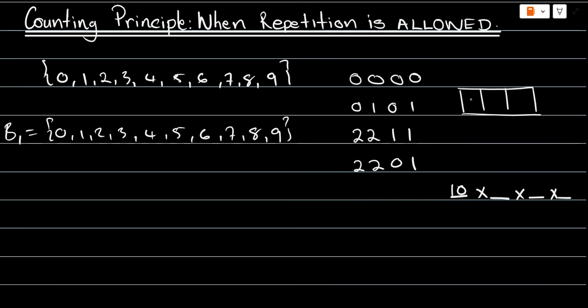Let's say we choose number 9. This right here is our code, and here is the number of ways. All right.